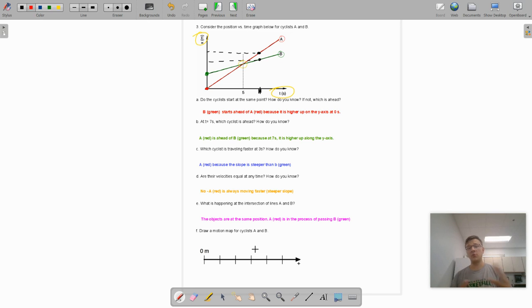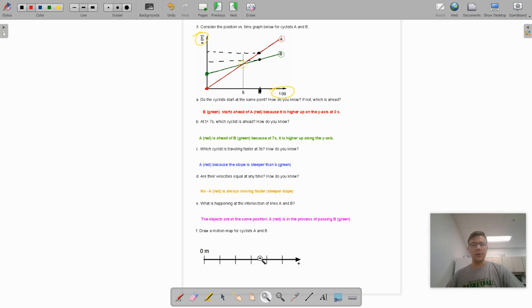So if you remember from the first page, we have to show the length of the arrows to demonstrate how fast the object is moving. So if A is moving faster, it needs to have longer arrows than B, and therefore the distance between the dots is also going to be larger between the dots for A versus B. So I know that's a little wordy. Let's go ahead and show it on the paper here.